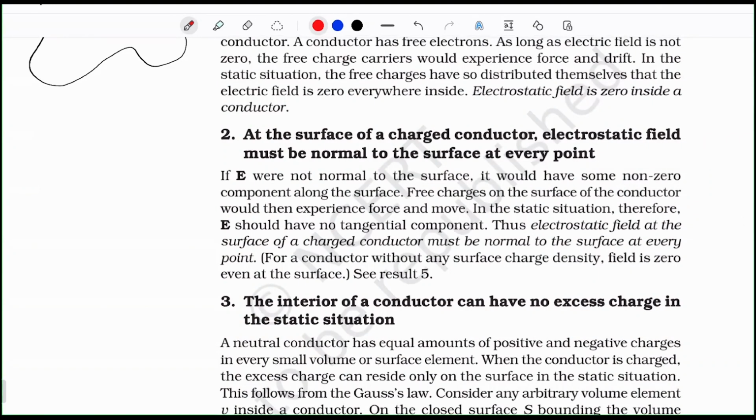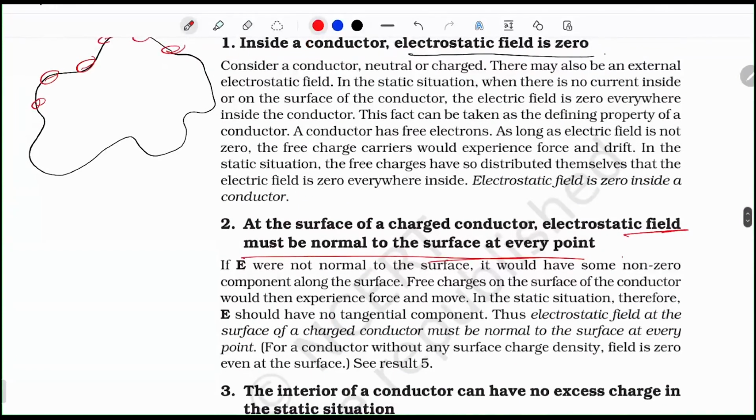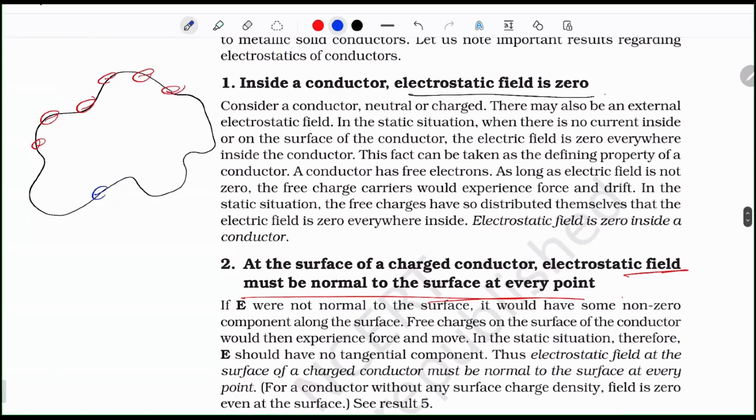The second point is that at the surface of a charged conductor, the electrostatic field must be normal to the surface at every point. Remember in the last session, we discussed why the electric field should be normal to the equipotential surfaces. It's a very, very similar argument in this case. Let us say that on the surface of a conductor, the electric field had a tangential component as well as a normal component. Then this tangential component of the electric field would push these electrons around. And because they are free, these electrons will move.